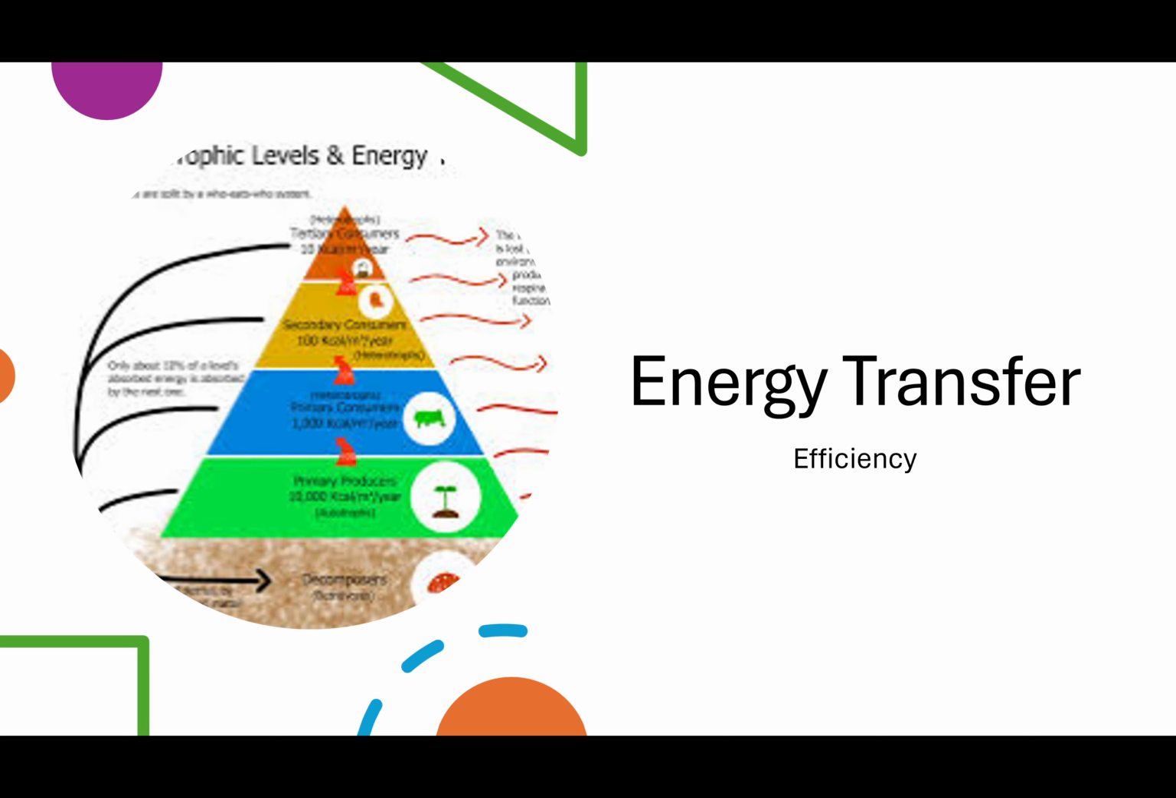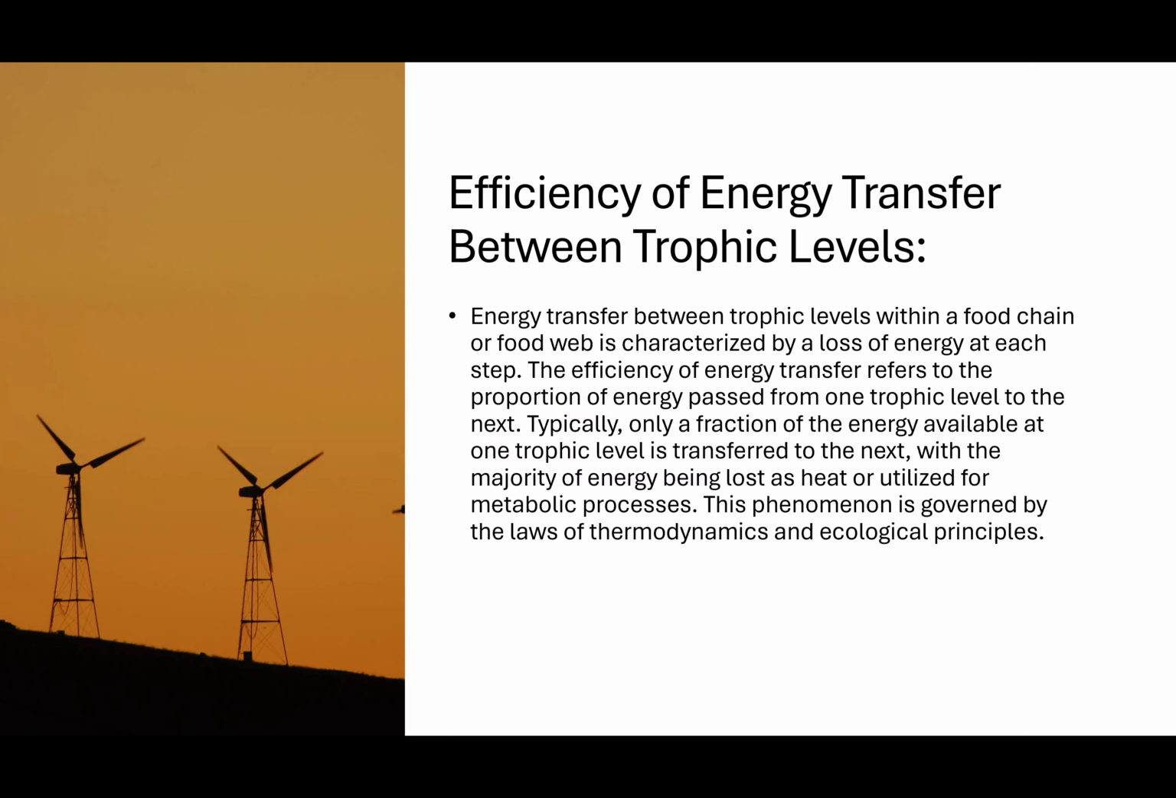Energy transfer and efficiency. So, efficiency of energy transfer between the trophic levels. We know that energy is transferred between the different trophic levels within the food chain or food web. There's loss of energy at every step, and the efficiency of energy transfer refers to the proportion of energy passed from one trophic level to the next. What is generally the portion? How much energy is transferred from one trophic level to the other?